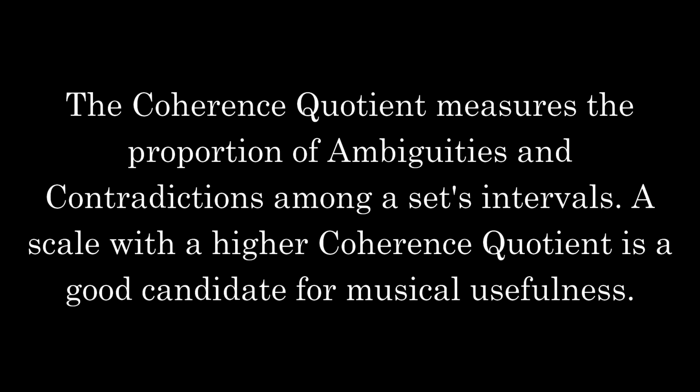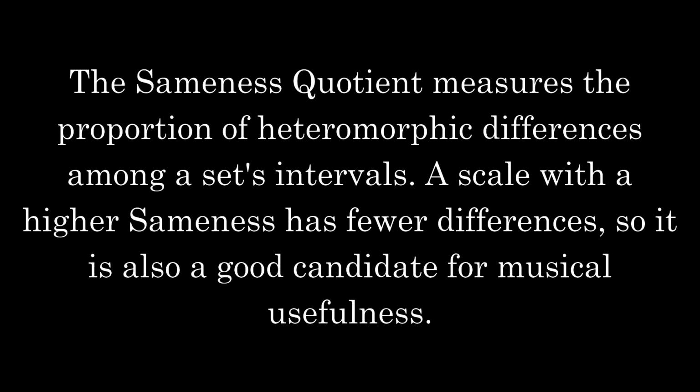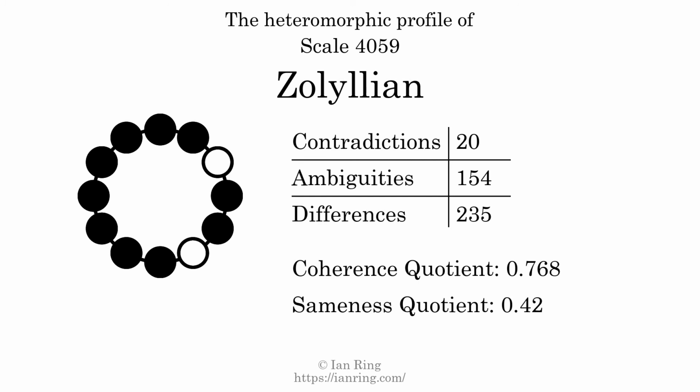The coherence quotient measures the proportion of ambiguities and contradictions among a set's intervals. A scale with a higher coherence quotient is a good candidate for musical usefulness. The coherence quotient is 0.768. The sameness quotient measures the proportion of heteromorphic differences among a set's intervals. A scale with a higher sameness has fewer differences, so it is also a good candidate for musical usefulness. The sameness quotient is 0.42.